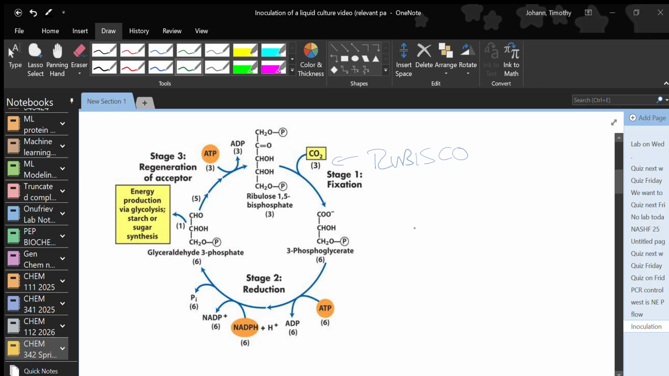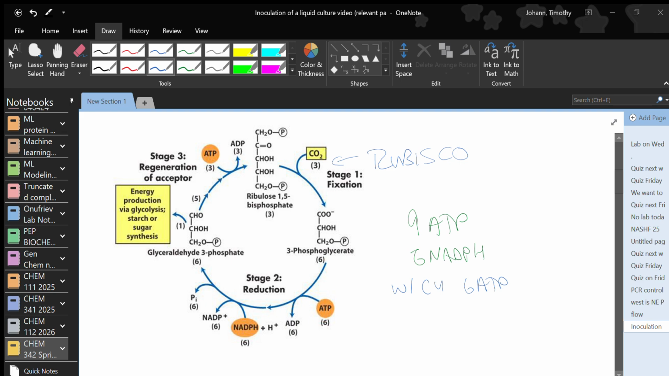One cycle is 6 ATP. No, I'm sorry, 9 ATP. And 6 NADPH, right? And then with C4, we've got another 6 ATP, right? 2 per carbon dioxide we have to spend.